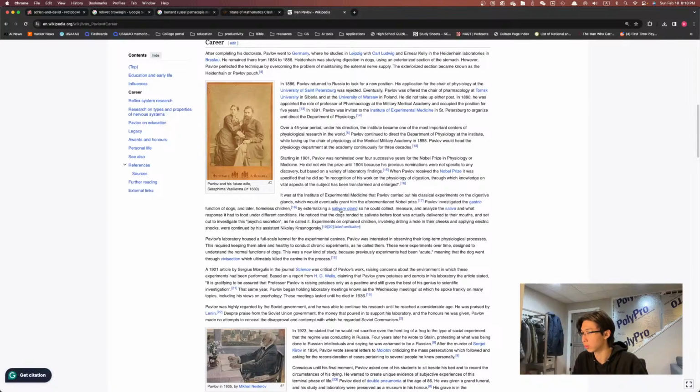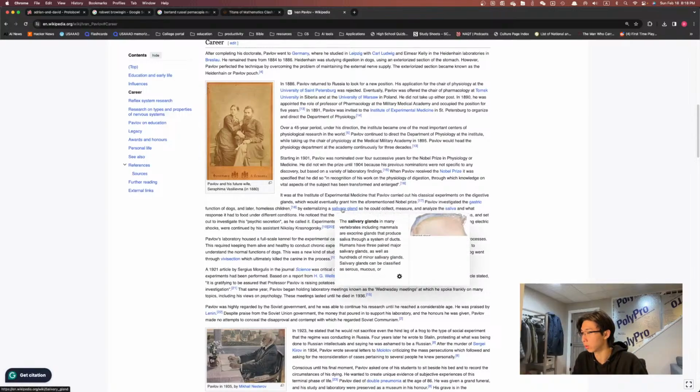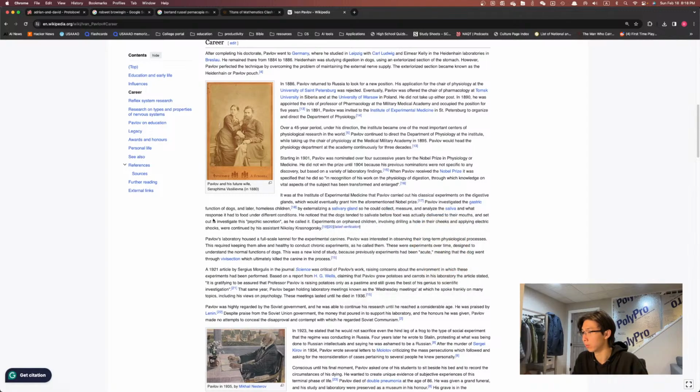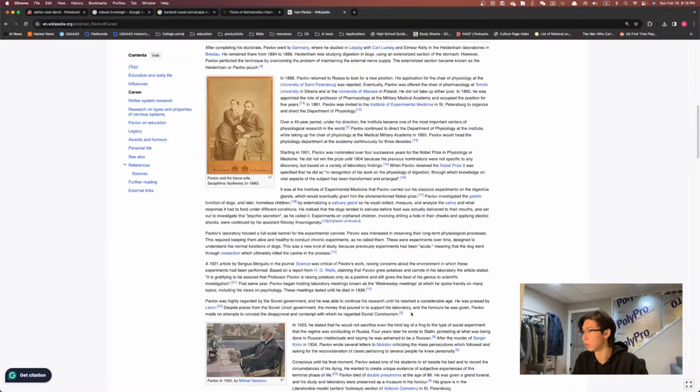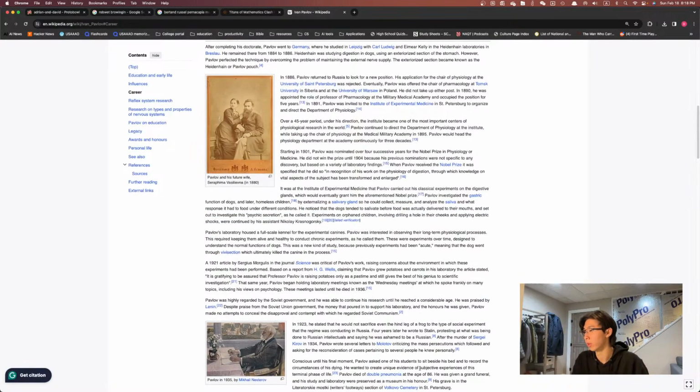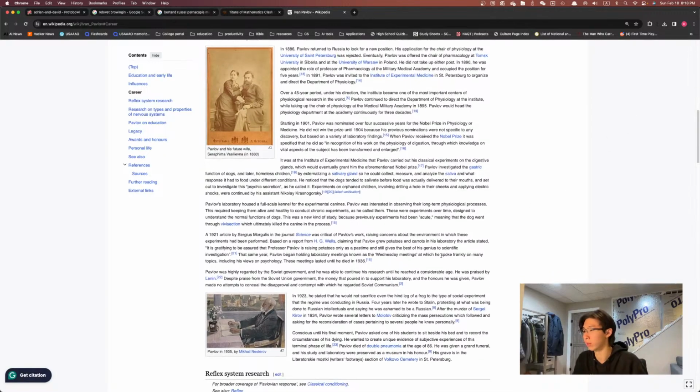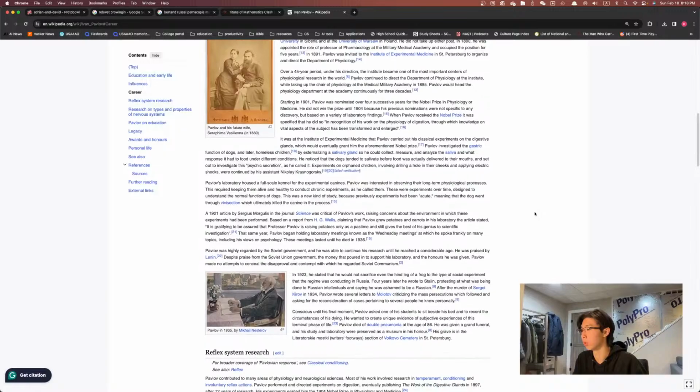Okay, he externalized the salivary gland. Oh, that's interesting. Analyze saliva. Looks like dogs tend to salivate before food was actually delivered to their mouths. So to investigate the psychic secretion, he called it.